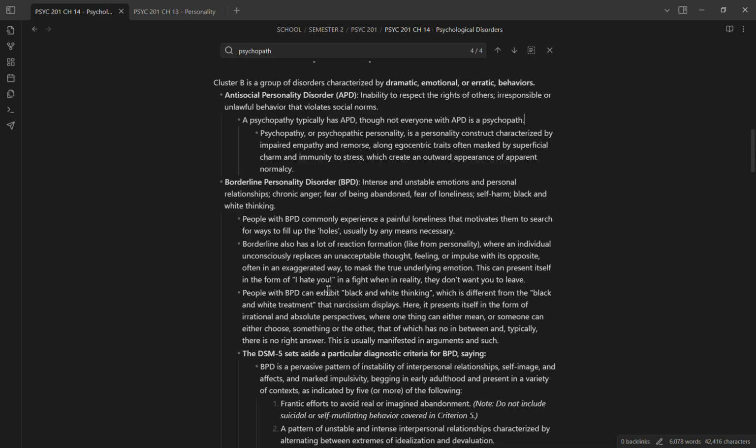So, borderline also has a lot of reaction formation, which we talked about in personality, where an individual essentially unconsciously replaces an unacceptable thought, feeling, or impulse with its opposite. Unacceptable being subjective, often in an exaggerated way to mask the true underlying emotion. In a simple way, like we talked about, this can be someone in school having a crush on someone but presenting that they hate them. But in extreme ways, this can present itself in the form of "I hate you" in a fight, when in reality they don't want you to leave and they really, really love you. But they present themselves in "I hate yous."